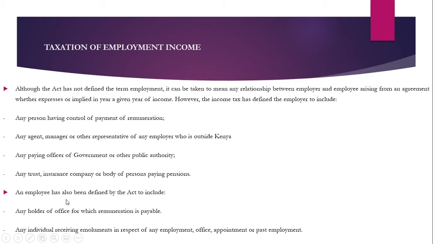Any employee has also been defined by the Act to include: 1. Any holder of office for which remuneration is payable. 2. Any individual receiving emolument in respect of any employment, office, appointment, or past employment. So this gives us clear information about who is an employee, and what an employee represents in form of employment income.